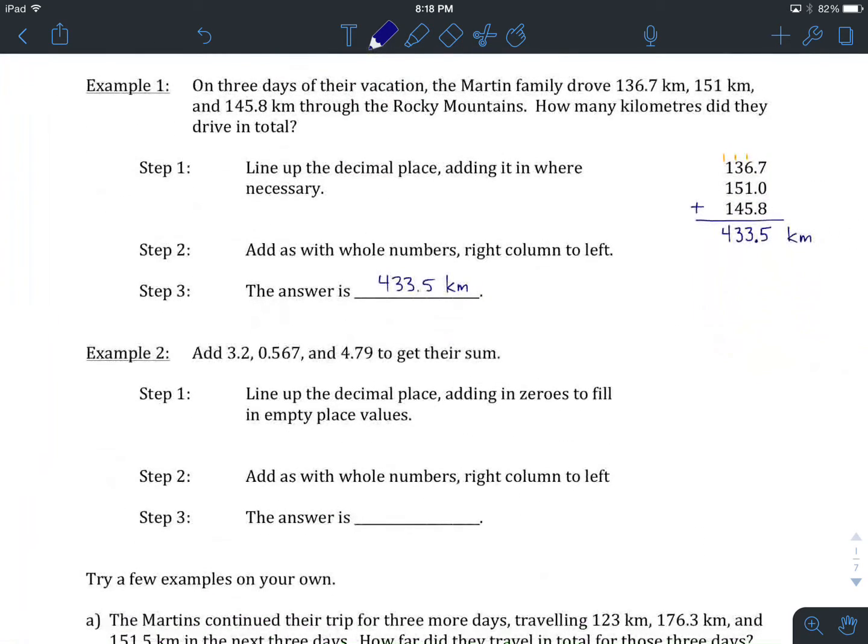The second example, example 2, starts with a little less detail, but it still tells us add 3.2, 0.567, and 4.79 to get their sum. So the first step, as in the first example, we're going to line up all the decimal places, making sure that we fill in zeros as necessary where we need to. So let's start that off to the right.